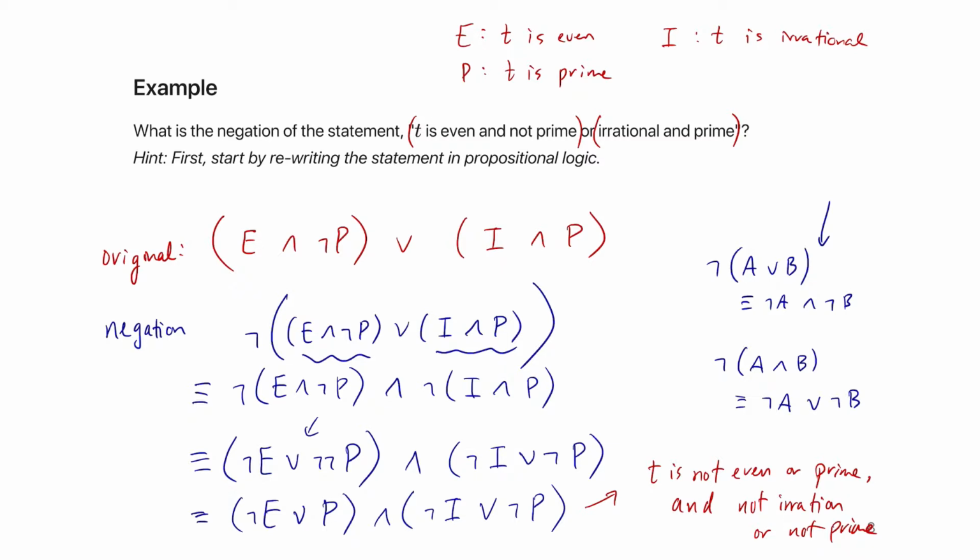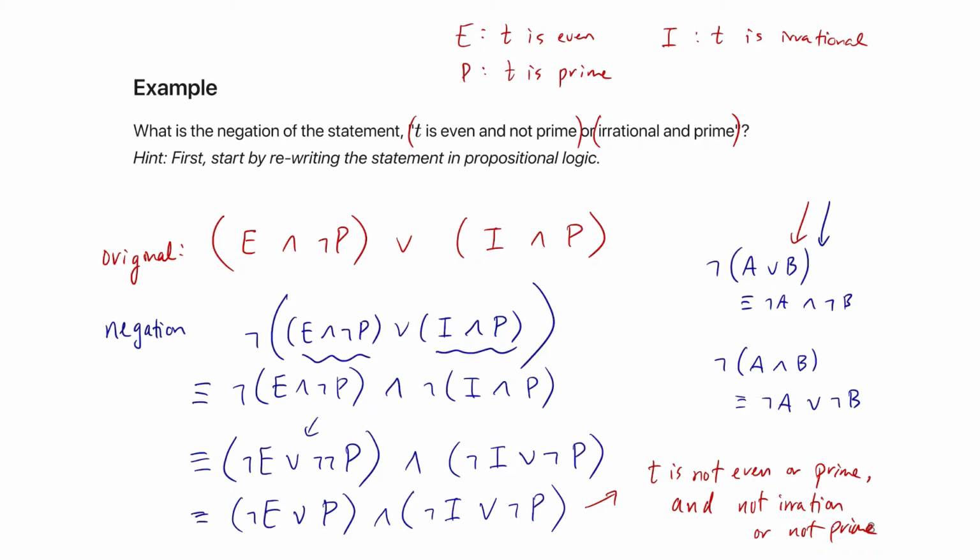Okay, so this is how you would find the negation of some statement in English. We'd convert it to propositional logic first, use De Morgan's laws, rewrite it using the two rules that we have, and then convert it back into English. So any questions with this?